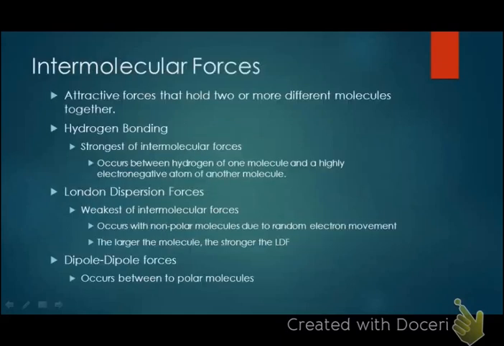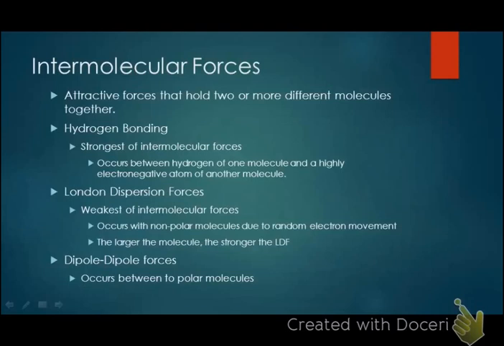Now, intermolecular forces. These are going to be the attractive forces that actually hold two or more molecules together. We talked about this earlier in the year when we talked about covalent bonding, and we used water as a prime example. There are three main examples that we're actually going to utilize. First, we have hydrogen bonding. The second one is London dispersion forces, and the third being dipole-dipole forces.